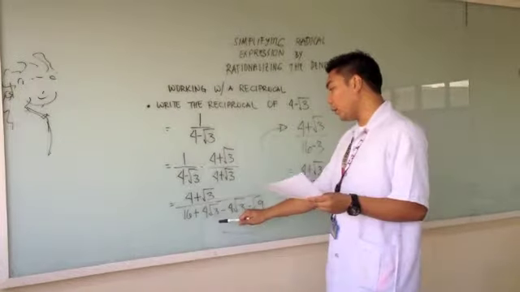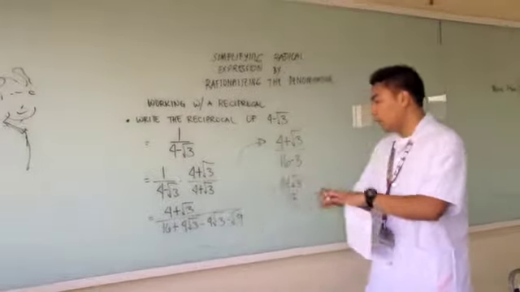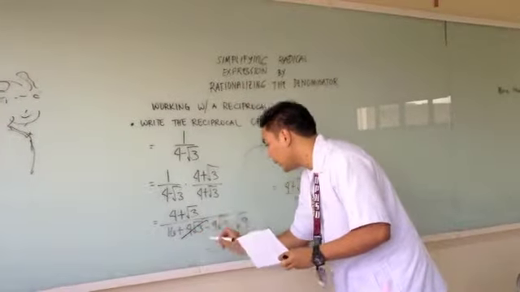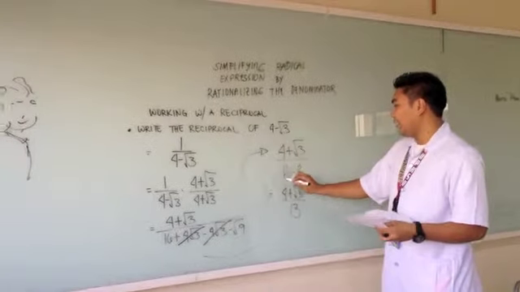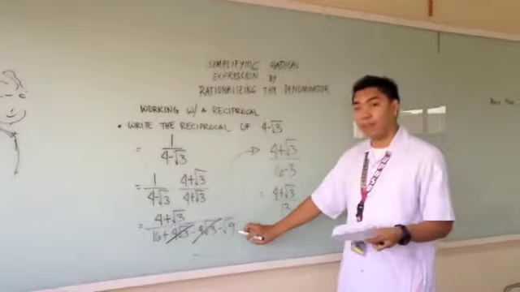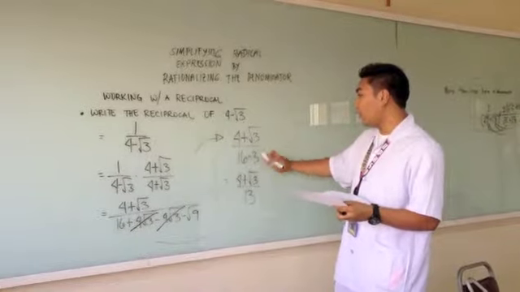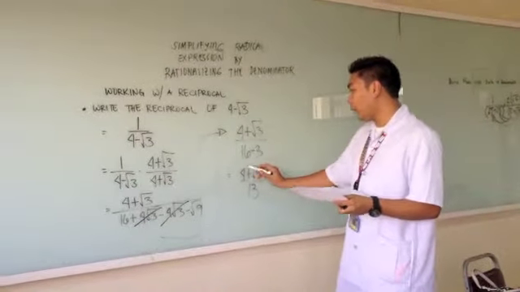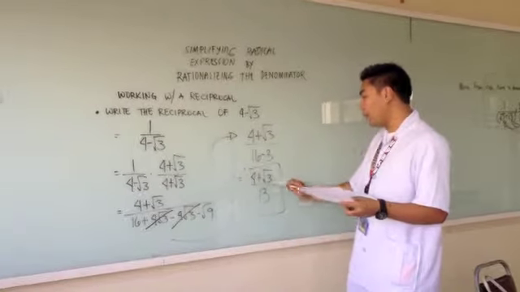16 plus 4 square root of 3 minus 4 square root of 3 minus square root of 9. You will cancel this out, and you will get 16 minus 3. I got 3 from square root of 9. Then 4 plus square root of 3 over 16 minus 3. And the final answer is 4 plus square root of 3 over 13.